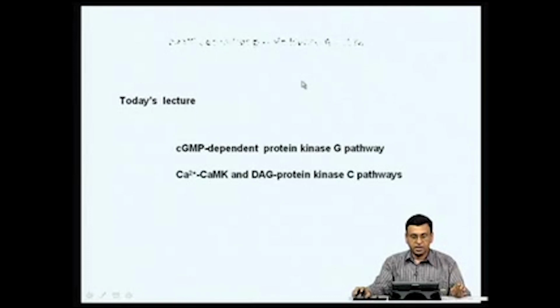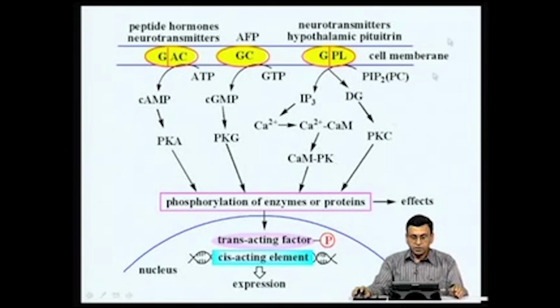So, having studied the cyclic AMP dependent protein kinase A pathway, today's lecture will focus primarily on the cyclic GMP dependent protein kinase G pathway, and how calcium and calmodulin kinase as well as diacylglycerol activate another very important protein kinase called protein kinase C. This will lay the foundation for us to discuss how protein kinase C, once it is activated, goes and regulates gene expression programs. So, in this particular cartoon, I have basically summarized what we are going to discuss today and what we discussed yesterday in the last class.